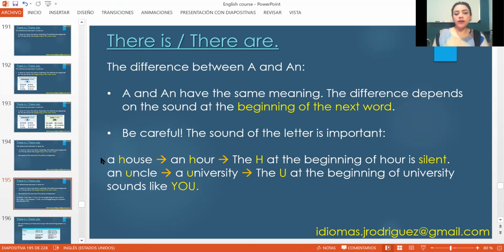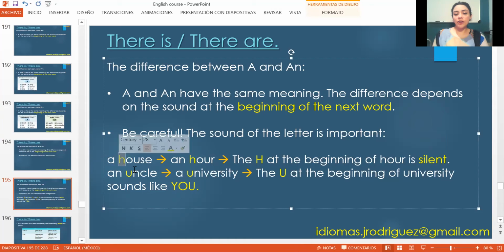And also here, a house. This letter H is not silent. No es muda. La H siempre como en español. In this case, it's like a letter J, a house. En esta funciona como una letra J, a house. So, I use a. And hour. In hour, the letter H is silent. So, I have to put N.